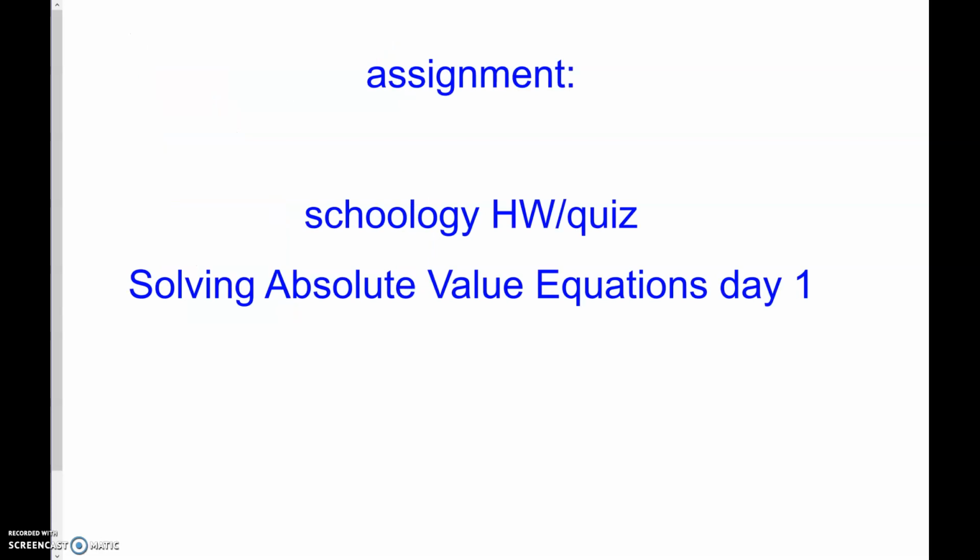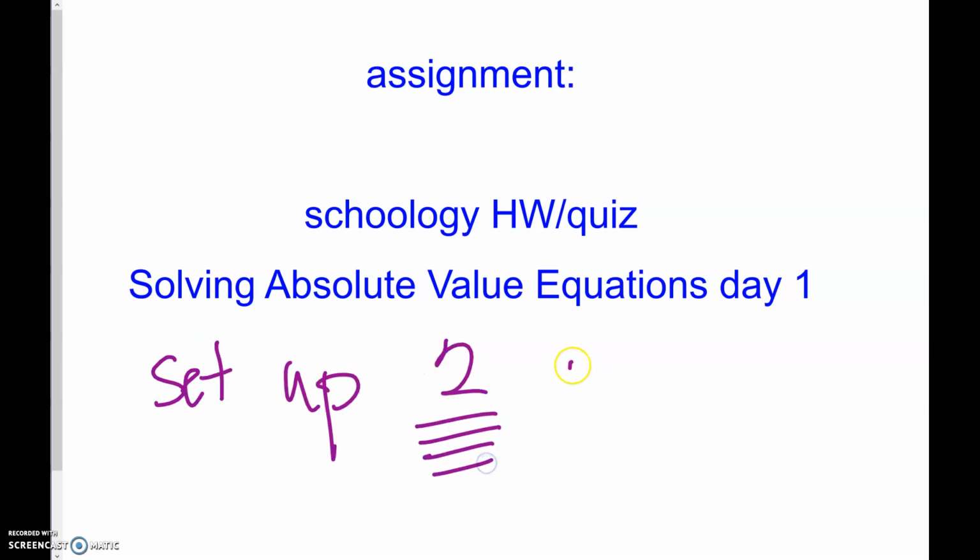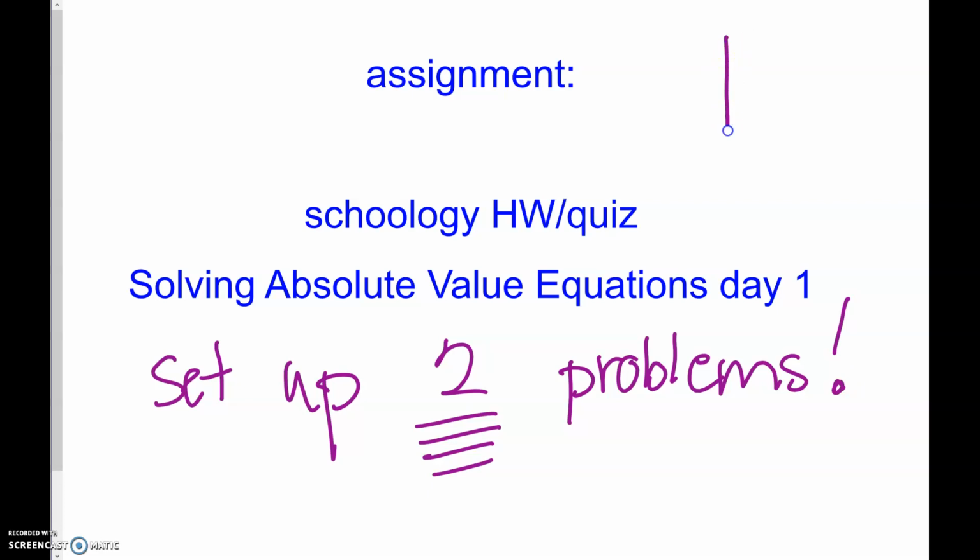All right, that's it for today. The big thing that you need to remember is to set up two problems. For every single one, set up two problems. If you set up two problems, you're going to be able to get your answers correct. So please remember to set up two problems where it equals the plus and the minus of that. And remember, the absolute value of a positive number is still a positive number. Good luck.